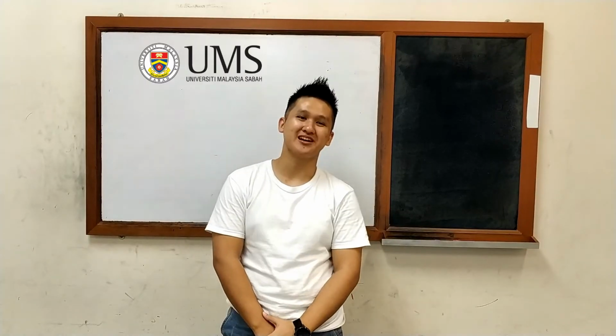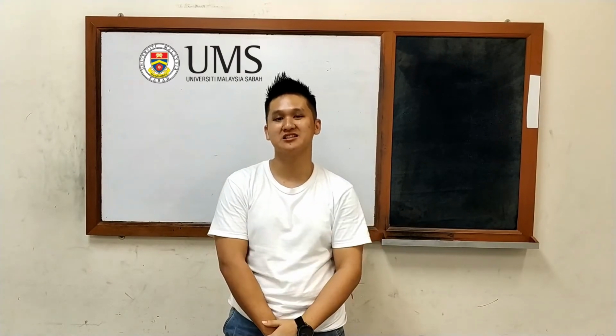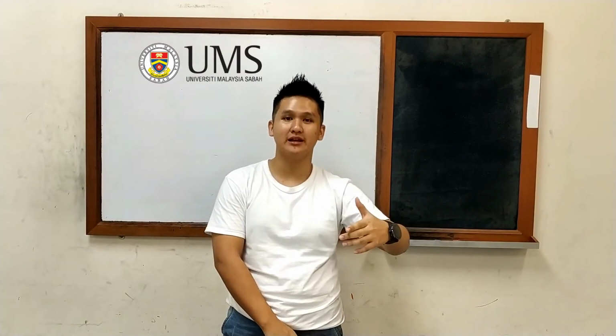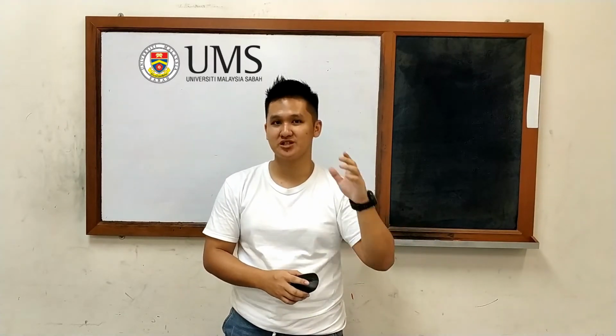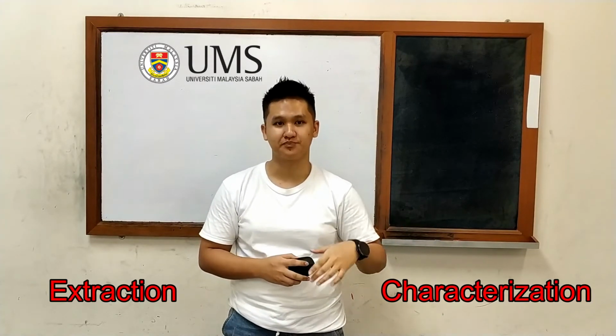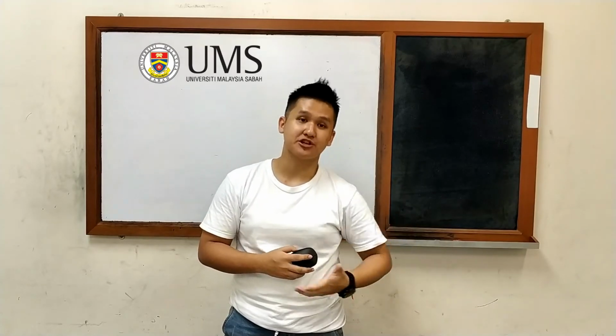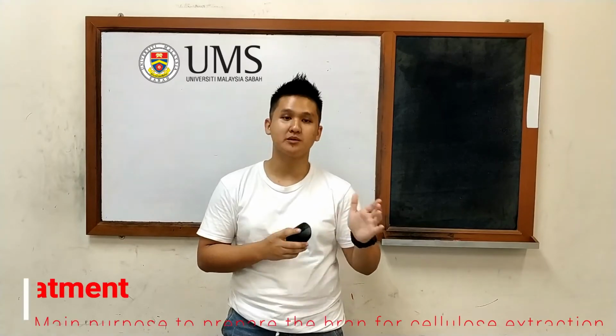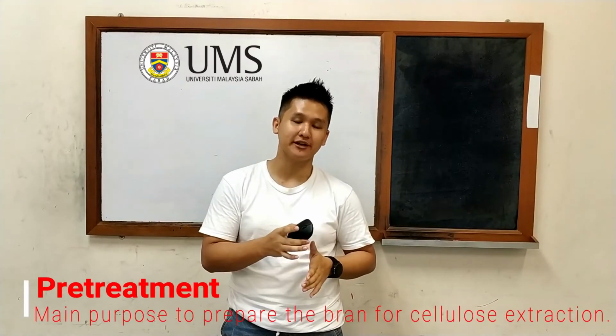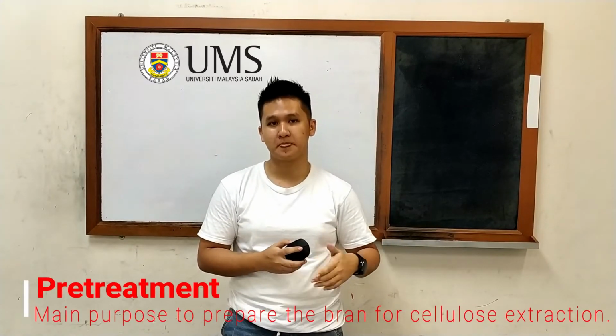Okay, so I'm Jun Kang. I'm going to talk about the methodology of this research. We will separate the research procedure into two stages, which are extraction and characterization. Before the extraction, we're going to pre-treat the banana peel. The main purpose is to prepare the bran for extraction of cellulose.